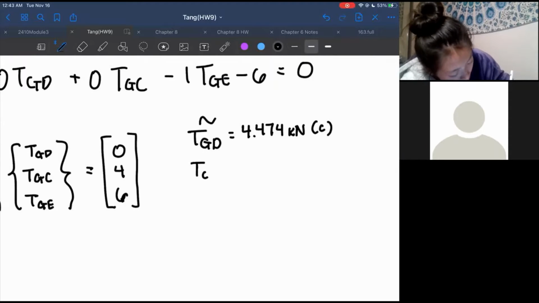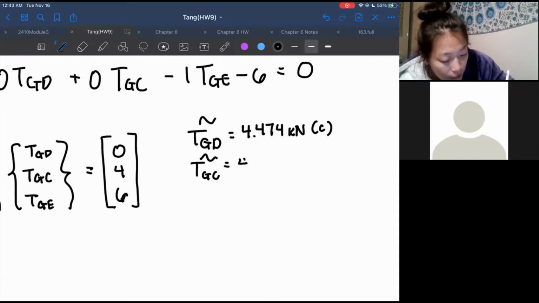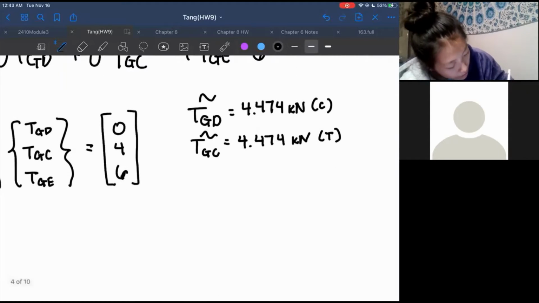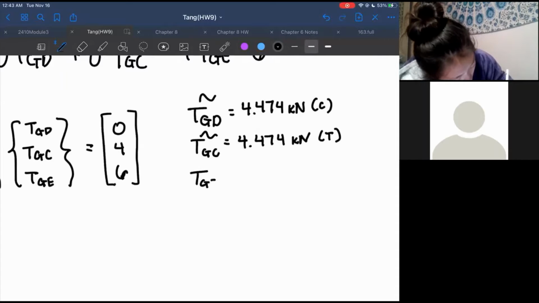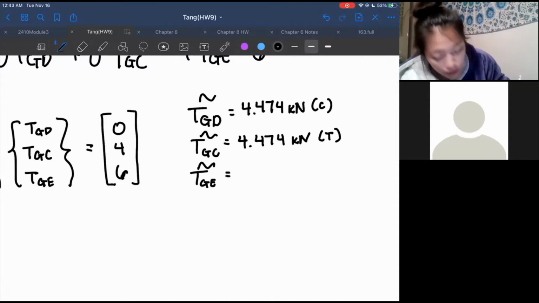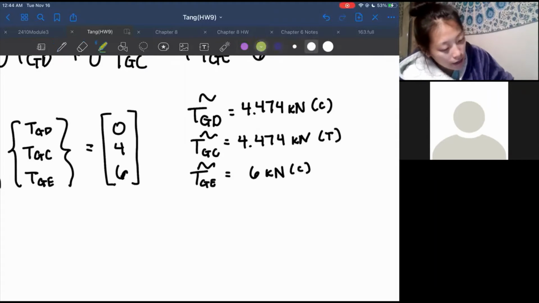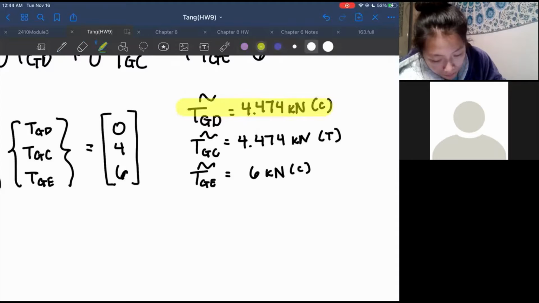For TGC, I got the same exact value, but it was positive, so this one is in tension. This one will have a little T next to it. And then TGE will equal -6 kilonewtons, which will be compression. And since it is negative, now we have our values.